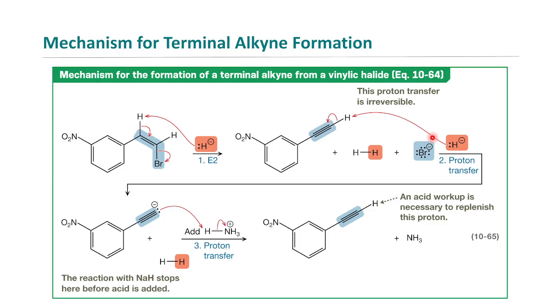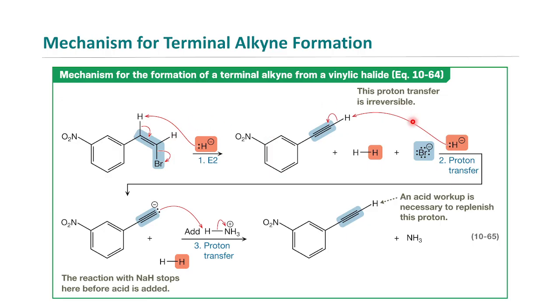This is your mechanism here. So again, we have a very, very, very powerful base. It's going to do an E2 reaction. So it attacks that hydrogen there, leaves as H2, which is a gas, which is quite nice because it tends to push this reaction forward and doesn't allow it to go backwards. This is then going to give you the triple bond here, and the Br is going to leave as your bromide.